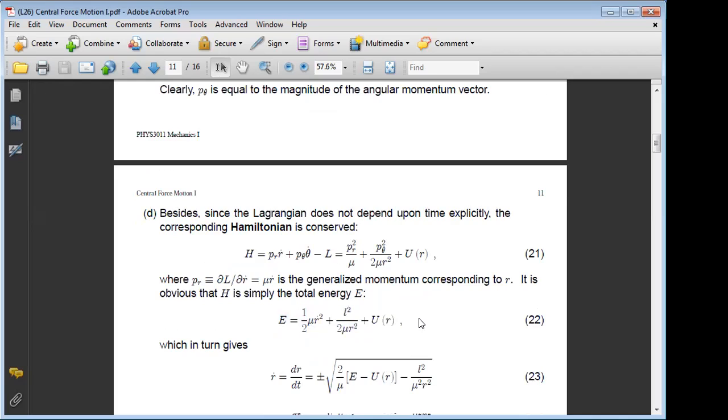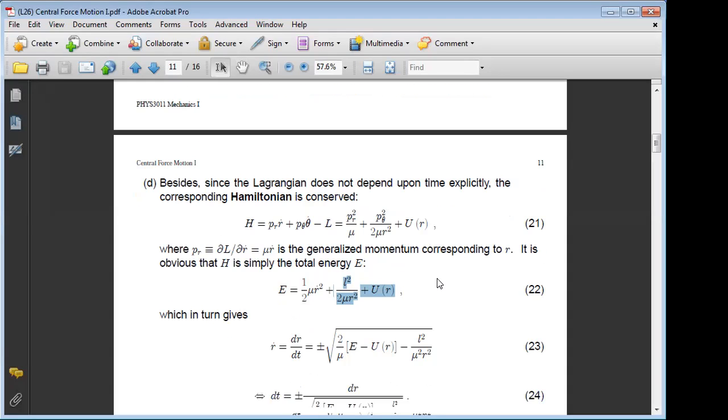So the first term is the kinetic energy in the radial direction, and the second term is the centrifugal potential barrier, all right? We call it the centrifugal barrier. And the third term is the potential energy term. Combining these two, we call it the effective potential for the reduced mass particle. All right.